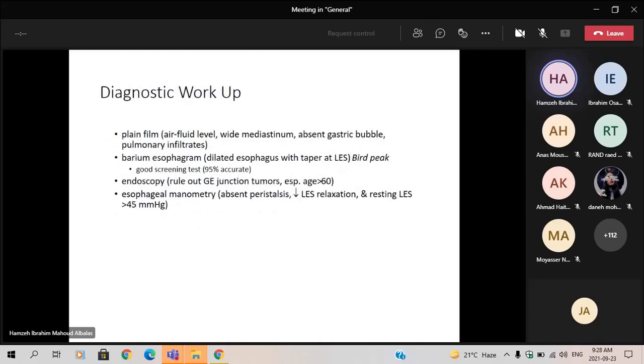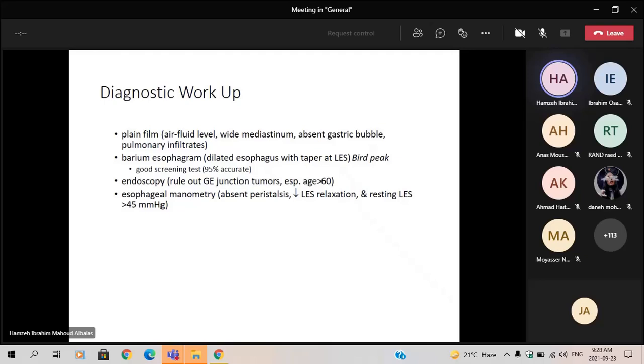Then maybe we can order an X-ray: air fluid level, wide mediastinum, absent gastric bubble, pulmonary infiltration with aspiration. Barium esophagram is most important. Maybe there is a dilated esophagus with tapering at the lower esophageal sphincter, bird beak appearance. This is a good screening test. And maybe we have to do endoscopy to rule out gastroesophageal junction tumor, especially in age more than 60.